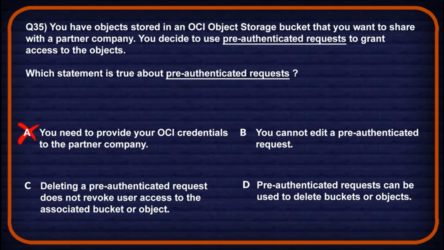Let's keep it. Moving on to option number C. Deleting a pre-authenticated request does not revoke user access to the associated bucket or object. Deleting a PAR does revoke access immediately. So option C is not a correct choice again.